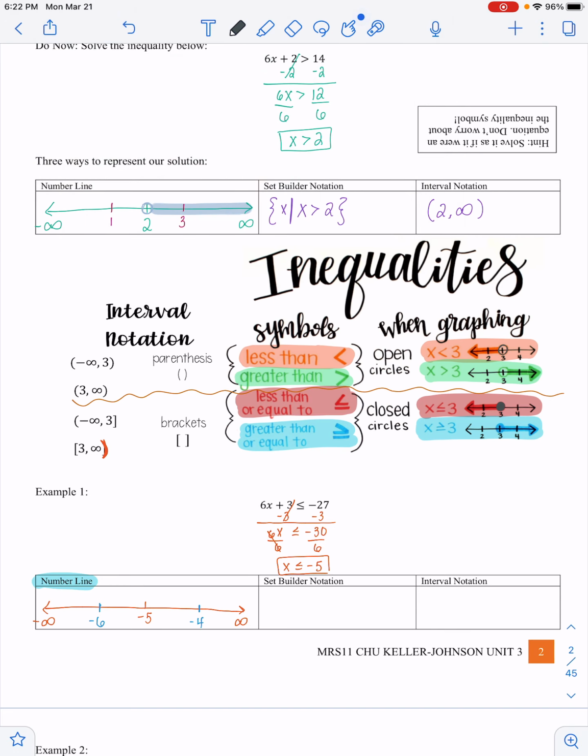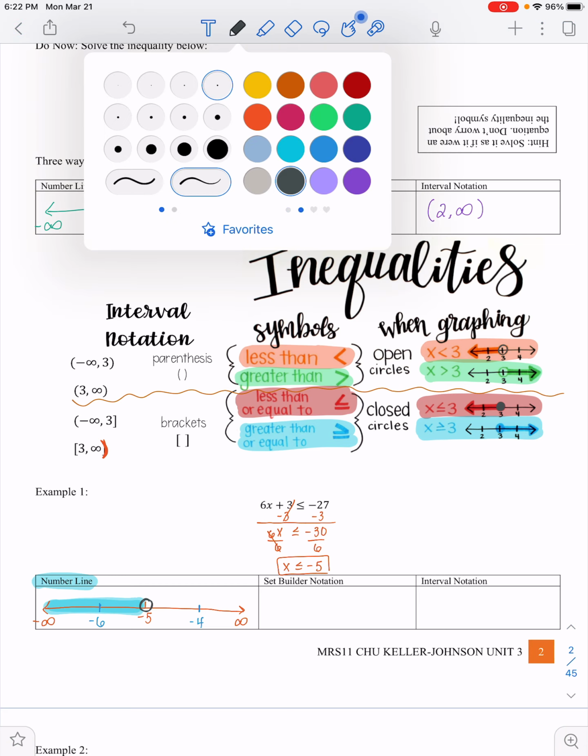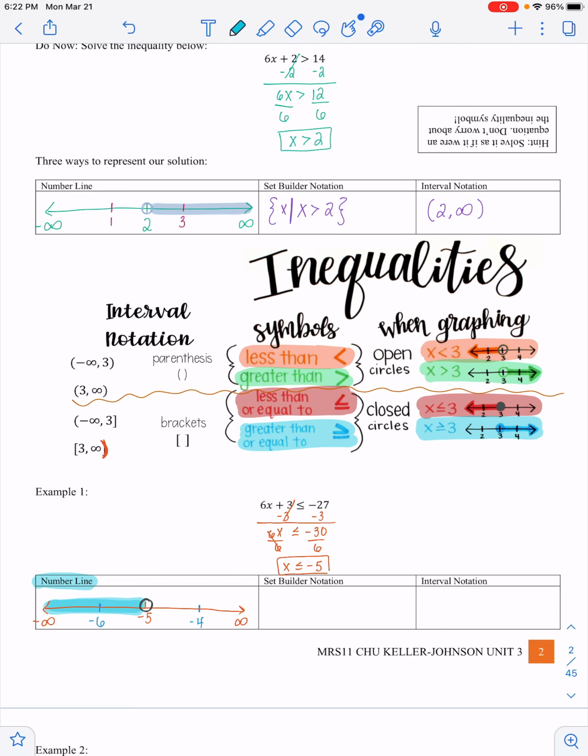I'm going to put a circle at negative 5, and we are shading to the left, right? Because we want less than. These are the numbers that are going to be less than negative 5, towards negative infinity. The other thing we must remember to do is to shade in that circle because this was less than or equal to, so we can include negative 5 in our answer.